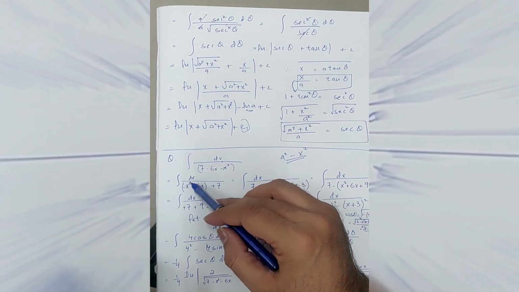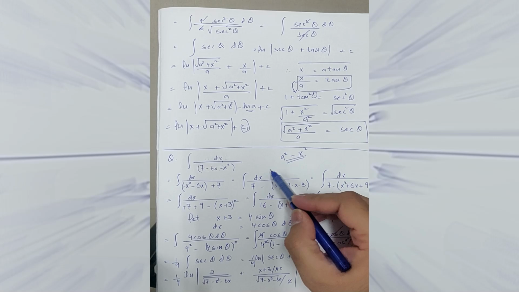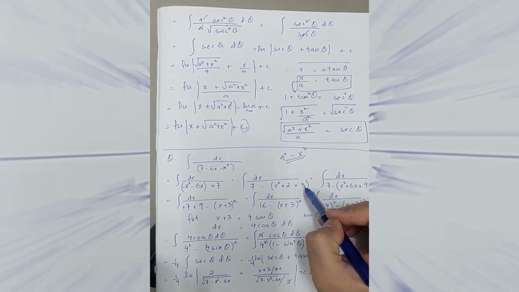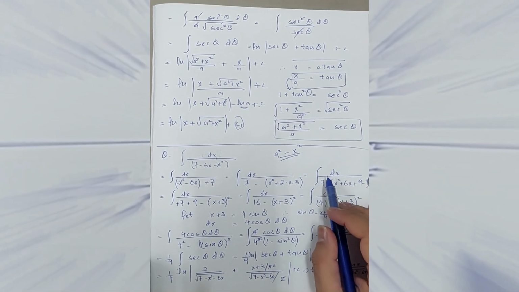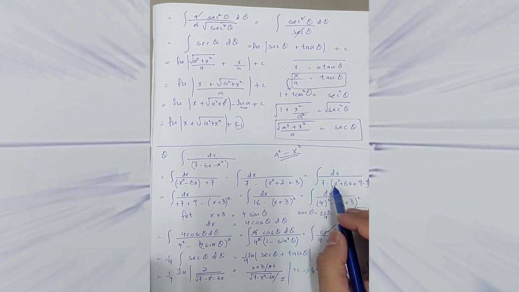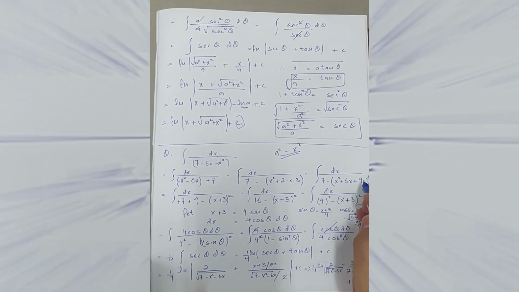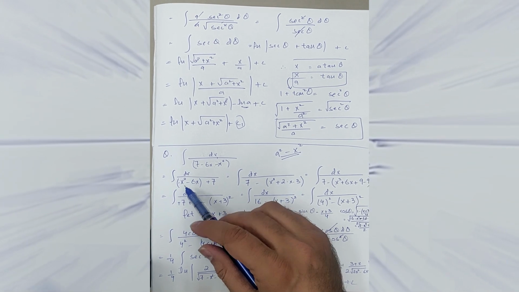So integral of dx divided by minus x square minus 6x plus 7, minus x square plus 2 times x times 3, and it further becomes dx divided by 7 minus x square plus 6x plus 9 minus 9, because just follow along the steps. It is very much self-explanatory.